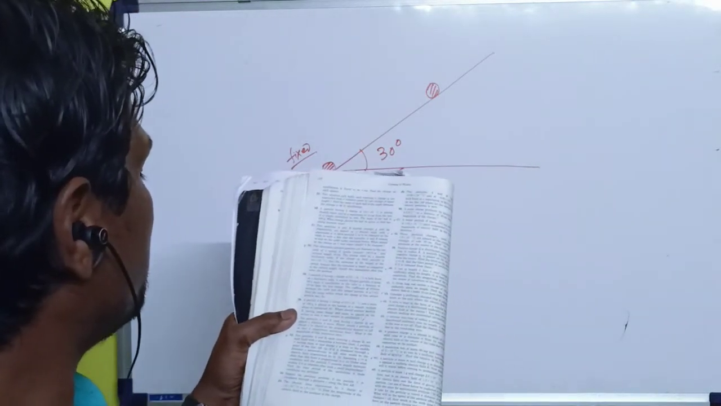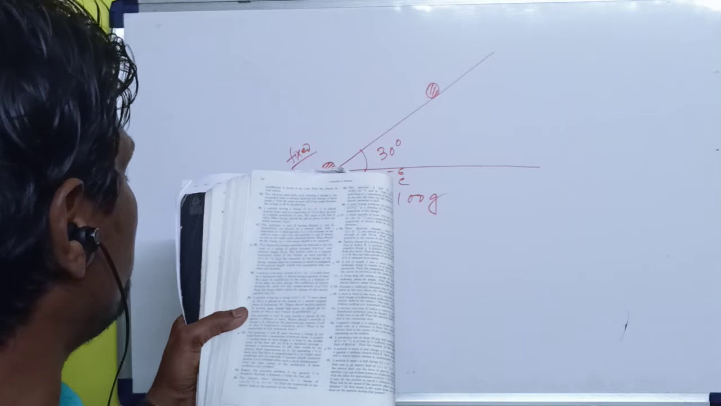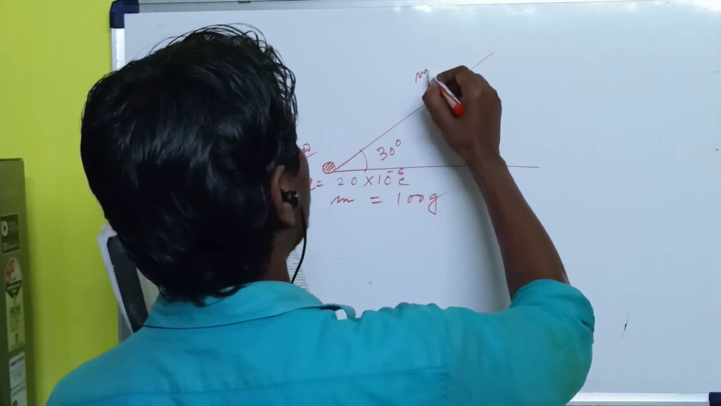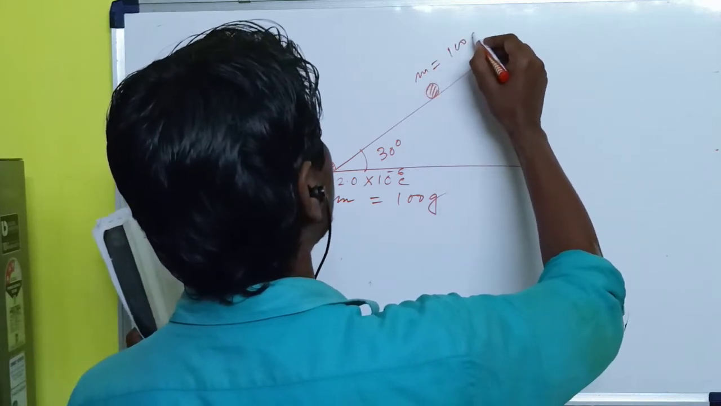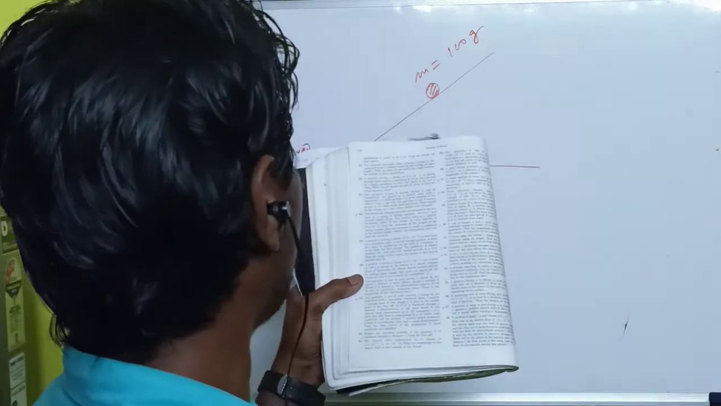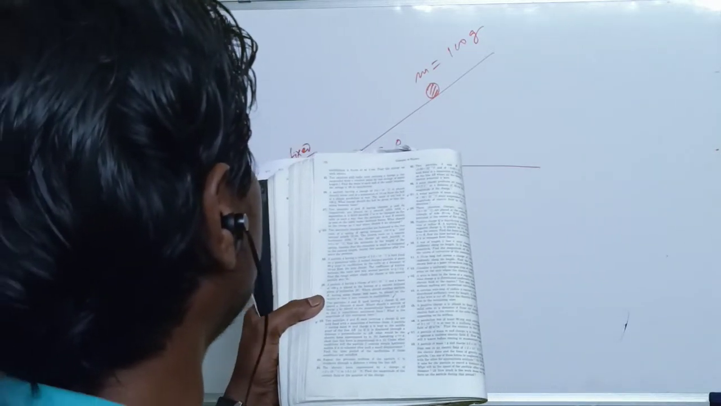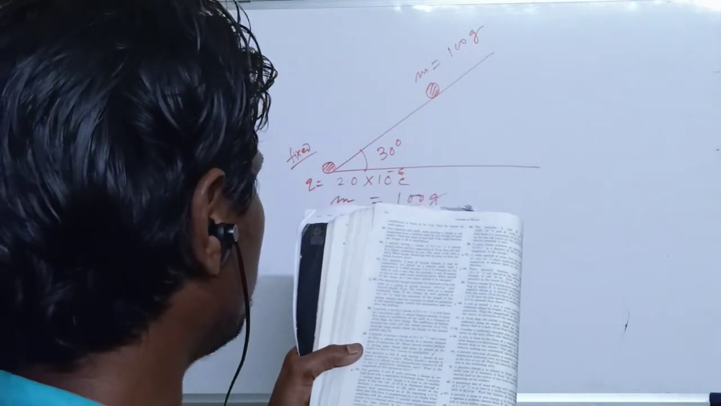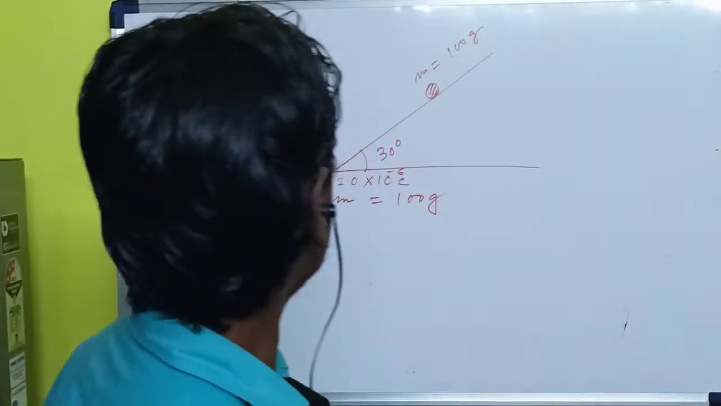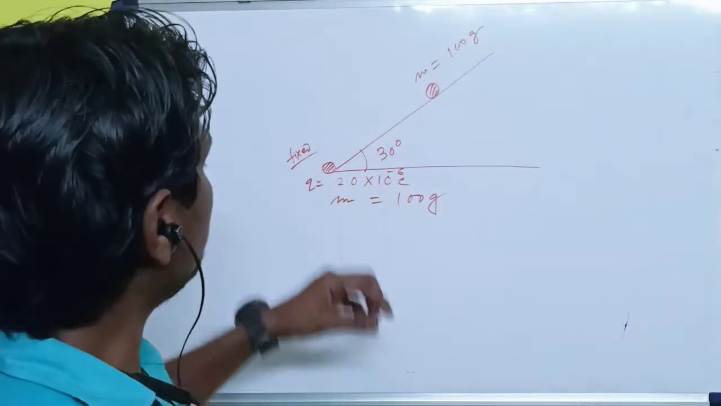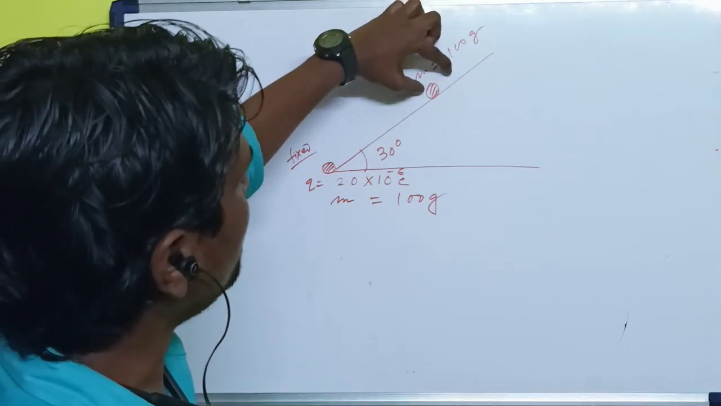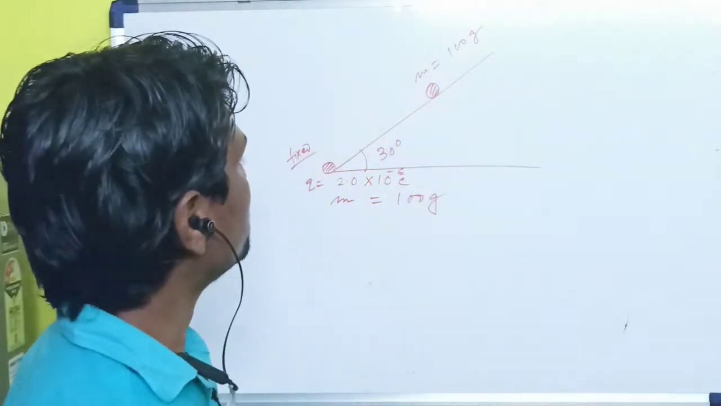And where should another particle B having the same charge and mass be placed on the incline so that it may be in equilibrium? Identical particles mean mass equal to 100 gram, and the charge is also the same. So this is the problem. Here a charge and mass, this one, is fixed, and another charge and mass, this one, of the same charges is placed on the inclined plane.